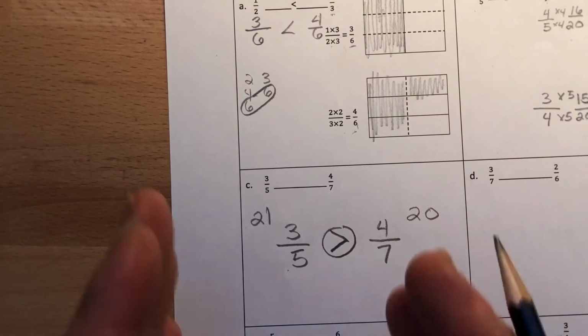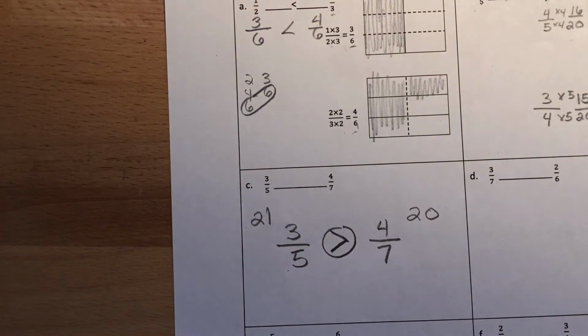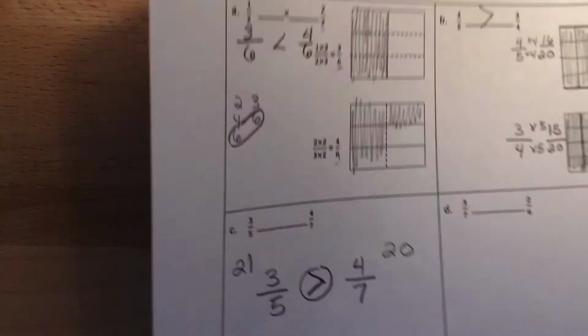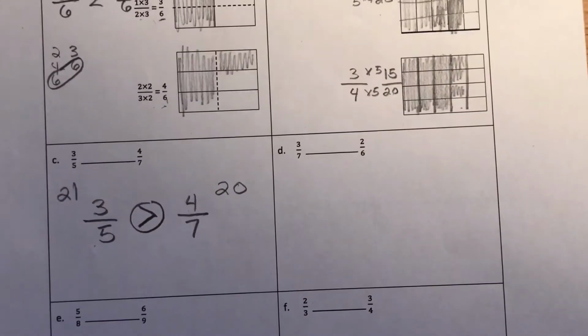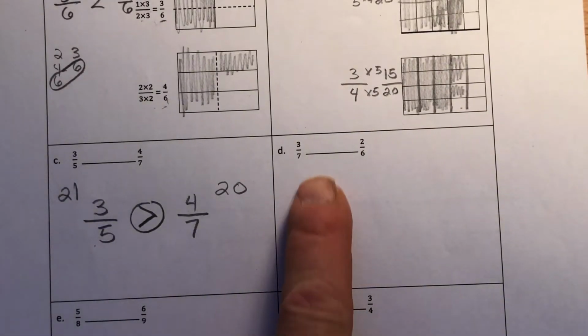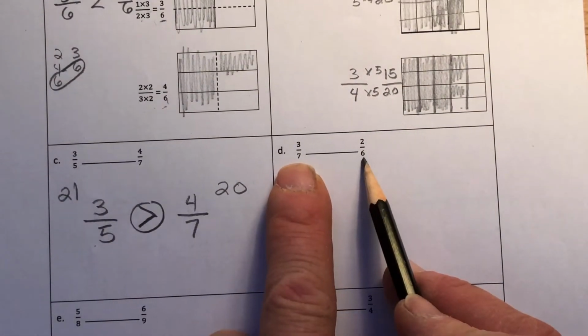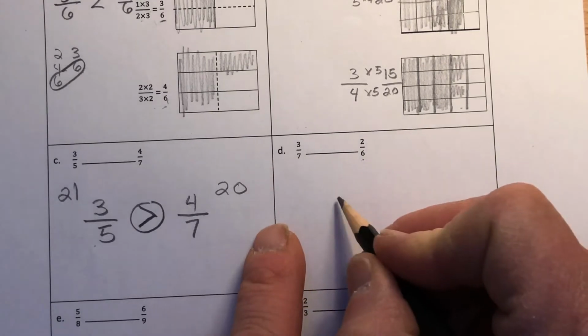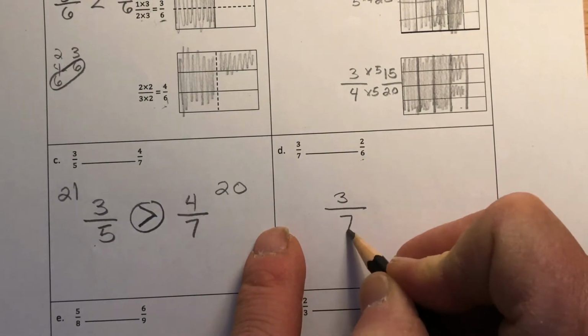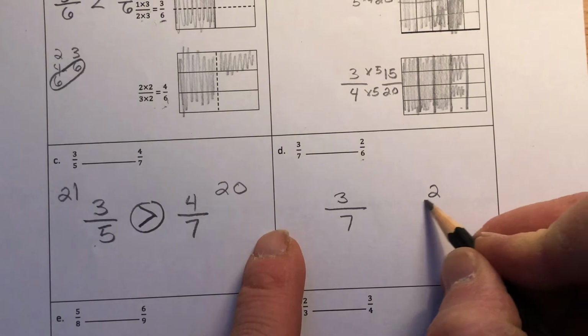This is a really good time to use cross multiplication. Okay, when you have fractions that have common denominators that are pretty big, like if I'm going to make fraction models into 35ths, that's a lot of work. Okay, and then look at this one. It wants me to make fraction models like 7 times 6 into 42. I'm not doing that. So I'm just going to say 3 sevenths and 2 sixths.